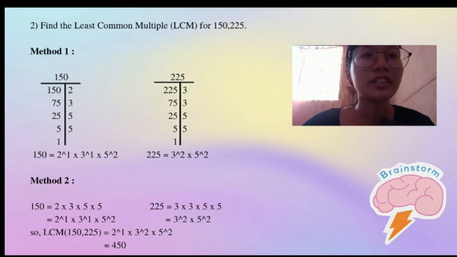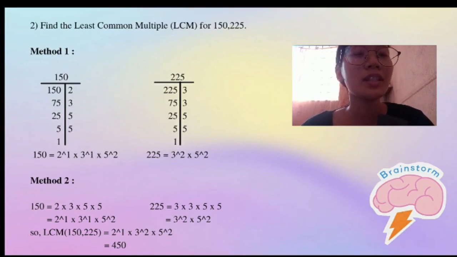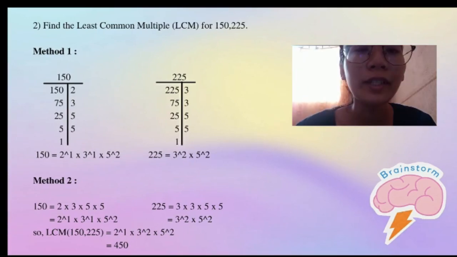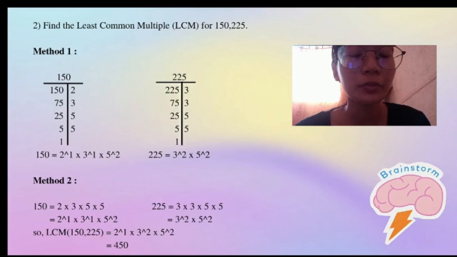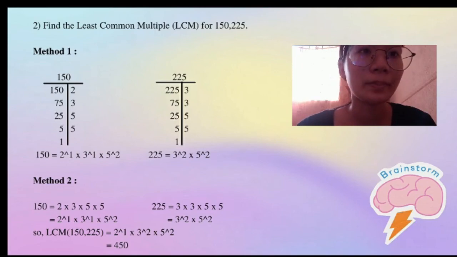Next, the calculation for number 225. To find the LCM, 150 and 225 equal 2 to the power 1 multiplied by 3 to the power 2 multiplied by 5 to the power 2, and the answer is 450.